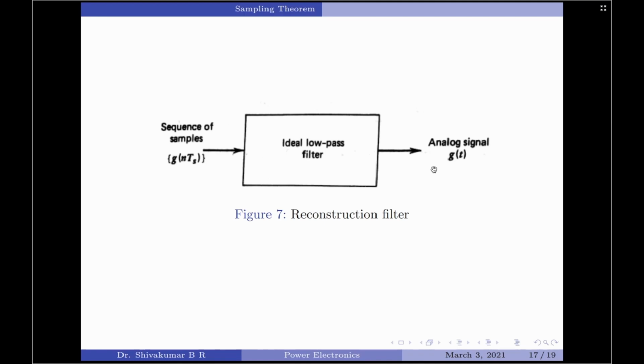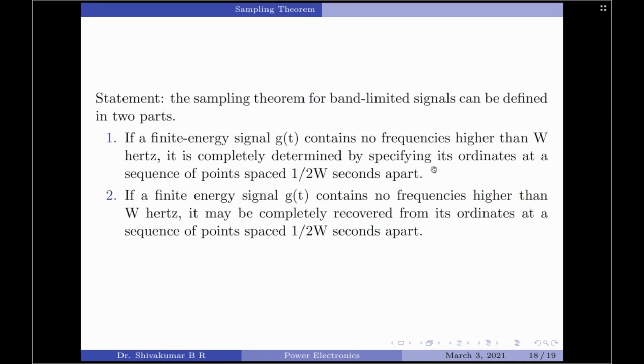In simple words, you must remember this is an ideal sampling theorem and does not take into effect the practical aspects of sampling. Further, we have assumed that our input signal G of t is continuous in both time and amplitude, as well as it has infinite duration and finite energy. So, these factors and these assumptions will be tested when we take the practical aspects of sampling in one of my future videos. So, to conclude, let us state the overall sampling theorem, and in fact, the sampling theorem for band limited signals can be defined in two parts. The first part is for sampling, the second part is for reconstruction.